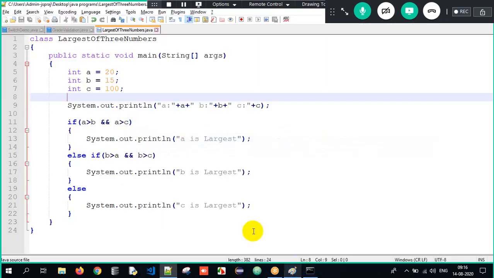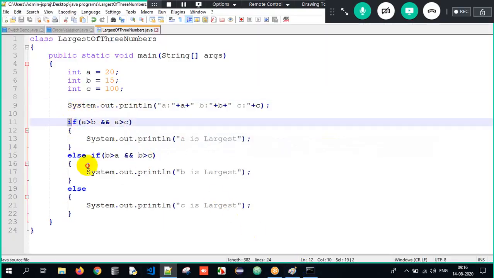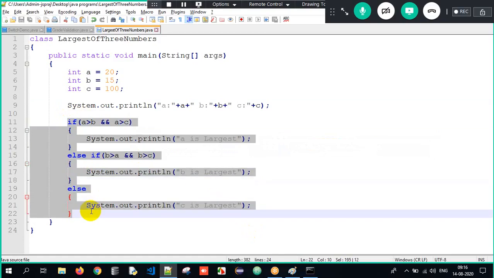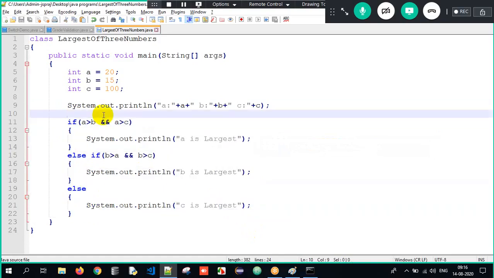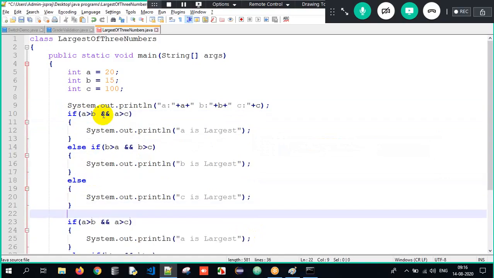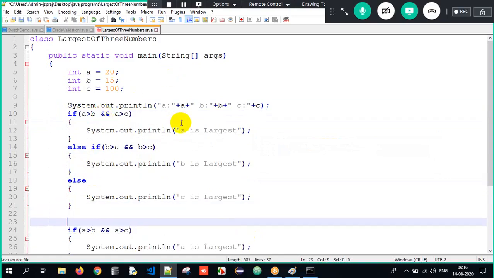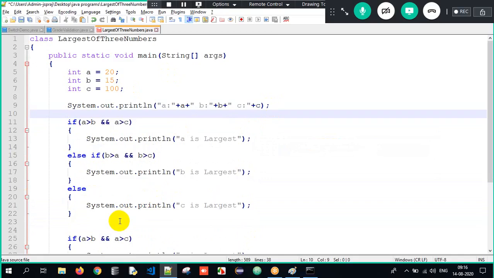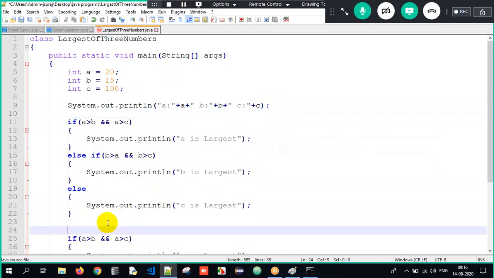The same program I can do with respect to nested if as well. So how will I do it with respect to nested if? I will tell you with this particular example how to do it with the help of nested if. Just a moment, guys. Let me explain beautifully.